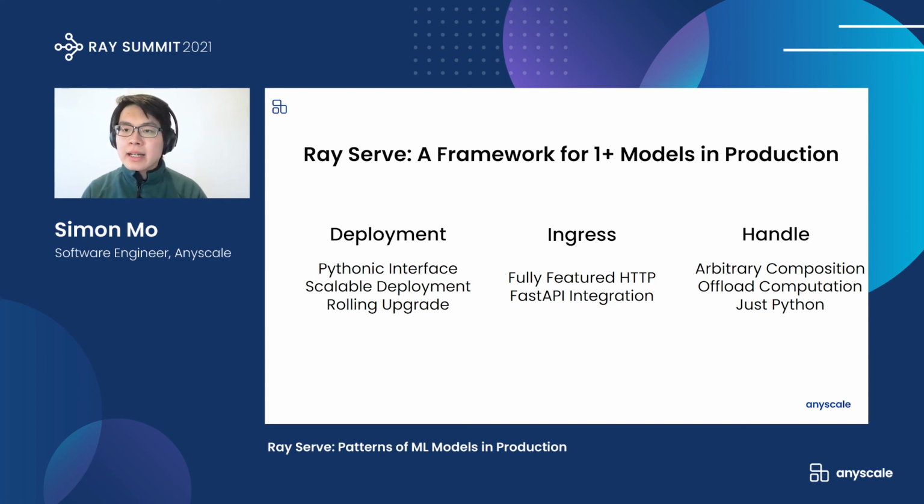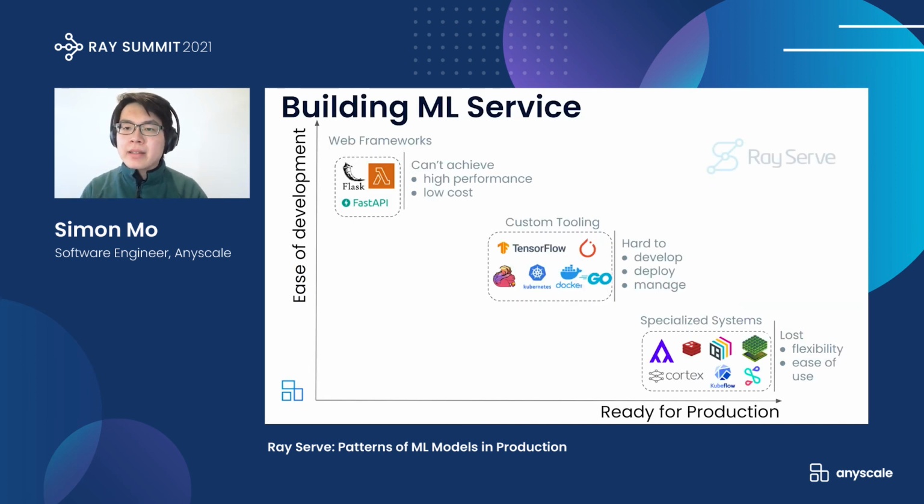Recall the earlier slides on the different solutions and decisions an ML application team needs to think about. Serve provides the best of all worlds. By its Pythonic API and native FastAPI integration, we made it very easy to use and very easy to develop. By its high performance and scalability capabilities, Serve is ready for production and ready for scale.